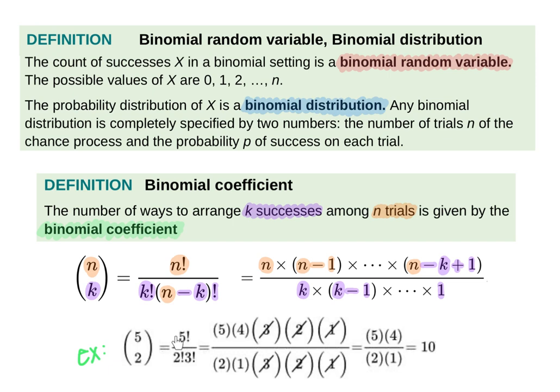So that is 5 factorial on the top, k or 2 factorial on the bottom, and then 5 minus 2 is 3 factorial, and you just do the thing. Now, I'm going to show you a couple other ways to think about this or to work this out depending on what you prefer. So if you like this definition, great.